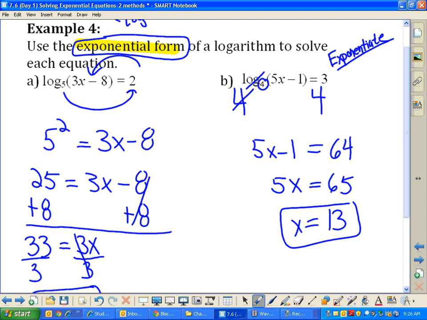So now you have 2 tools. You could use the log cycle, or you could just lift the entire problem up and make it an exponent. It's kind of up to you, whichever way you like better.